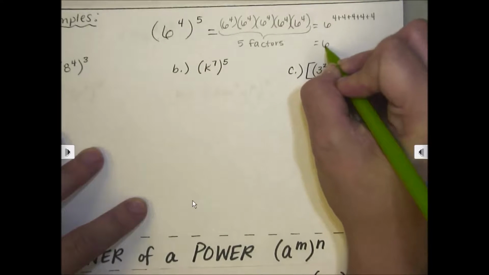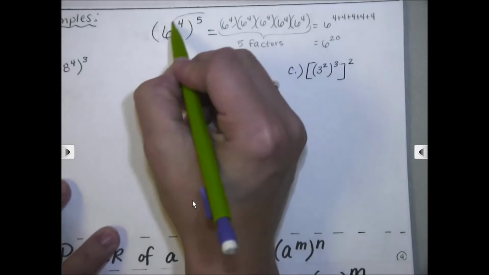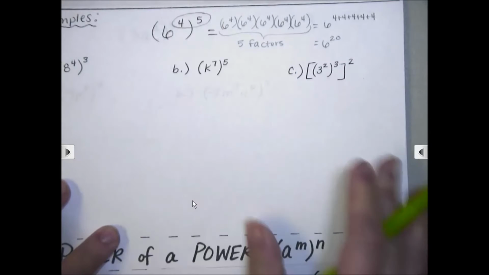I'm going to put it here. Looking at my original problem, which was 6 to the 4th power, all to the 5th power, what's an easier way to come up with 20? 4 times 5 would give you the 20.